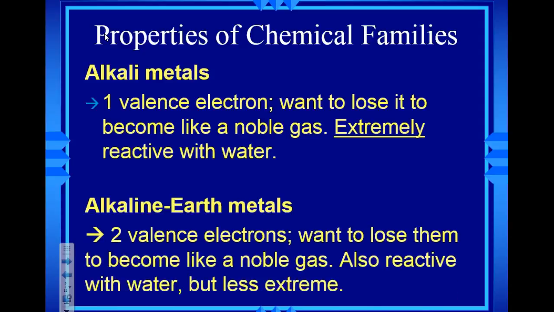Alkaline earths all have 2 valence electrons. Calcium, for example, has 20 protons. What is the electron level structure going to look like? 2, 8, 8, 2. Those 2 electrons in the last level can be lost in order to have a structure similar to a noble gas. It's still reactive, but nowhere near as reactive as the first group.